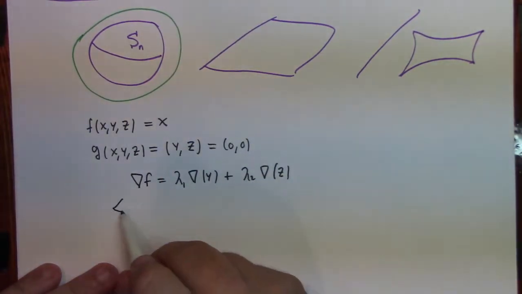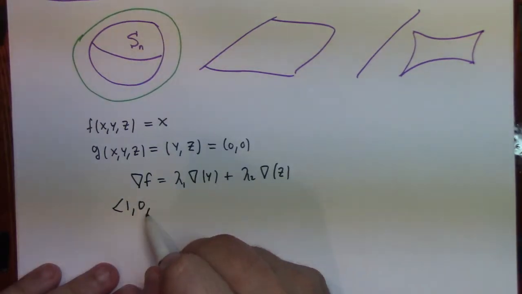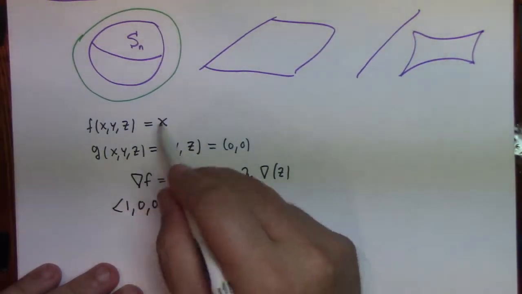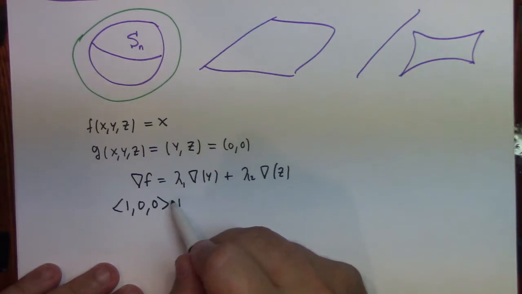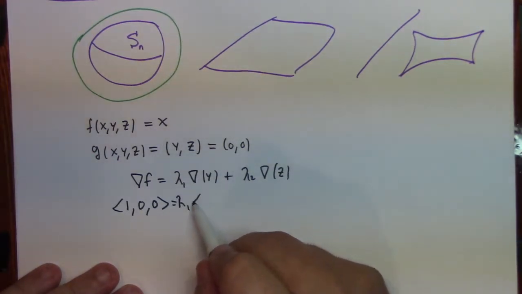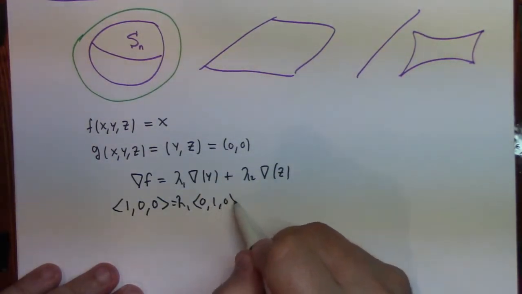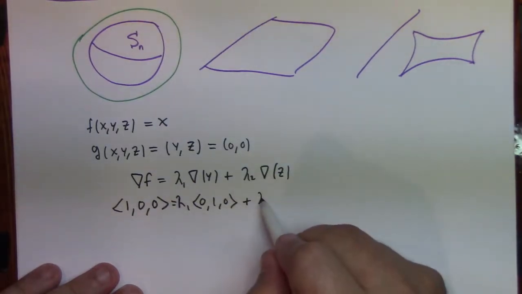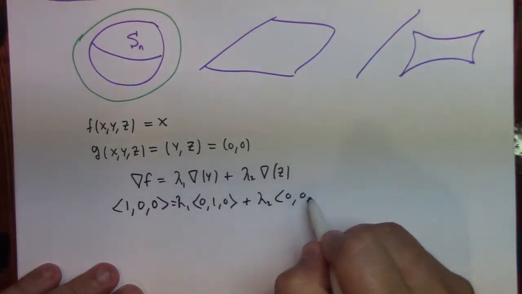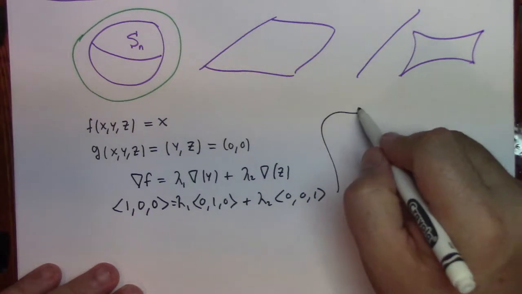So that would give me what? I don't know what's going to happen there. Just made it up. We'll see what happens. The gradient of f is 1, 0, 0. That's supposed to equal lambda 1 times the gradient of y. Well, 0, 1, 0. What's the gradient of z? 0, 0, 1, right? So we've got to solve the equations.